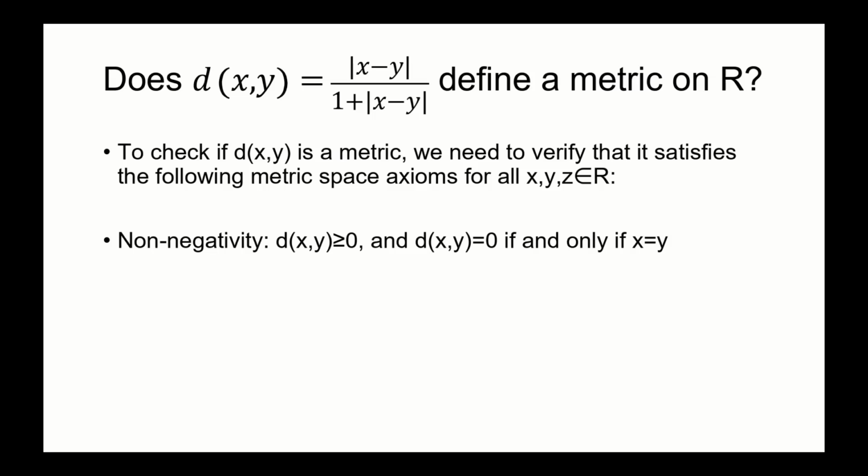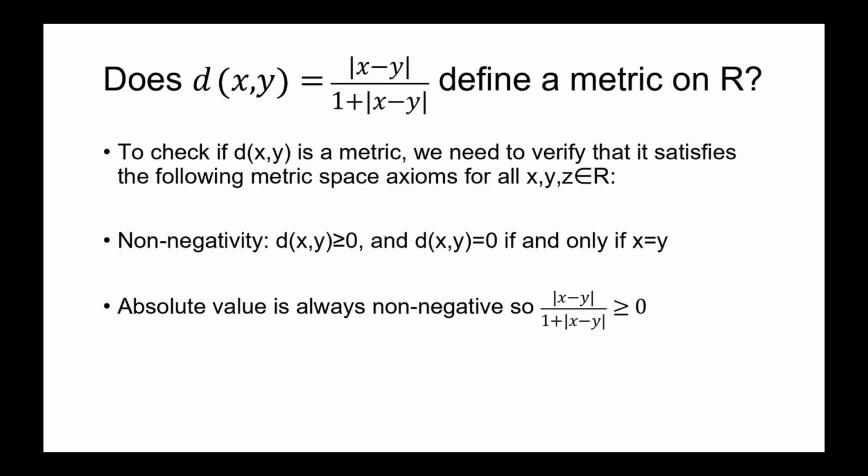The first one is non-negativity. We want the distance between x and y to be greater than or equal to 0, and the distance of x and y equals 0 if and only if x is equal to y. So starting with that, we know that the absolute value is always going to be non-negative. So when you divide non-negative numbers and you add a non-negative number, you should get a non-negative number.